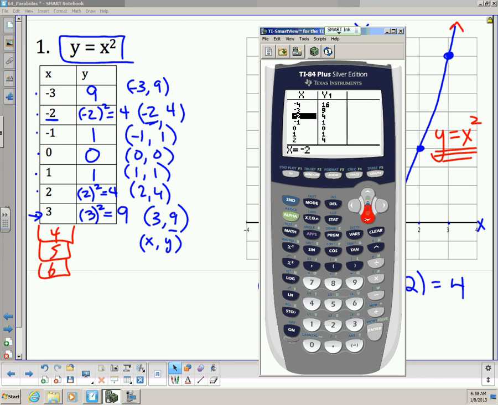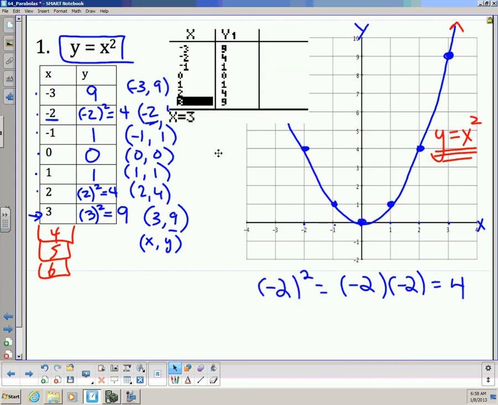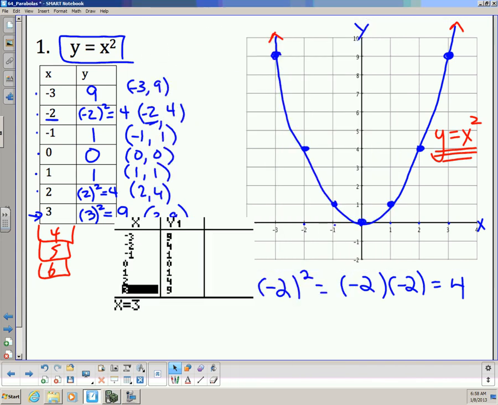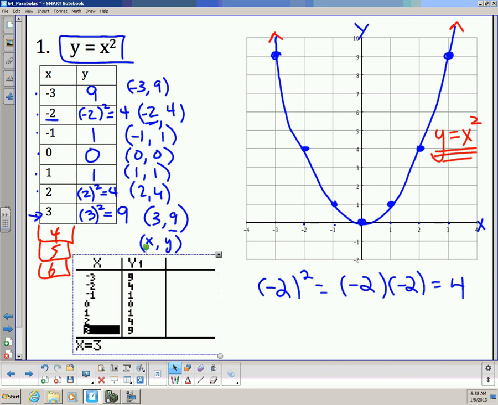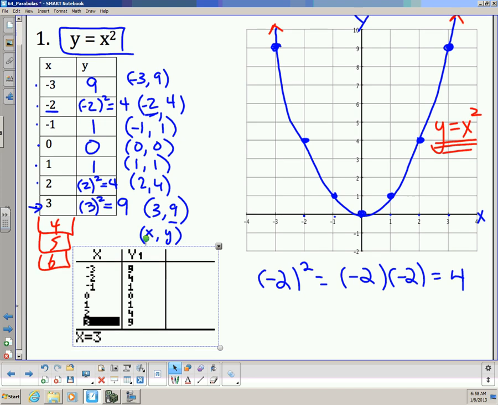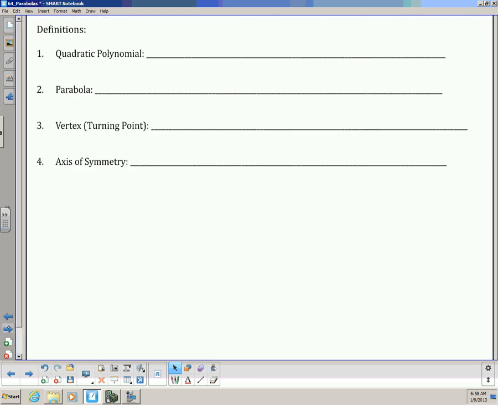There we go. I can actually scroll and get the same table of values on the calculator. So there is the table of values from the calculator. Okay, it's the same exact table of values that we just did by hand. Now, there are some parts to this that we need to define.